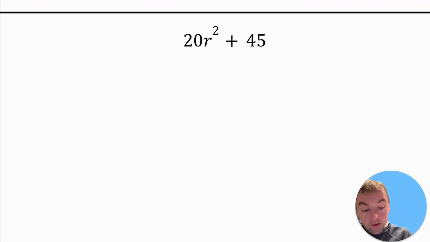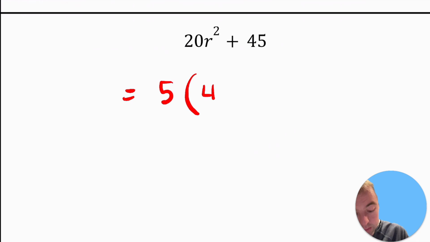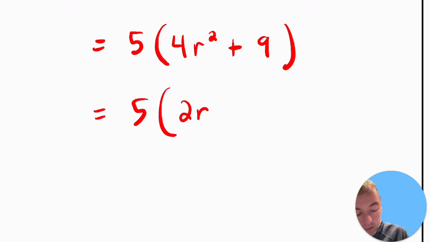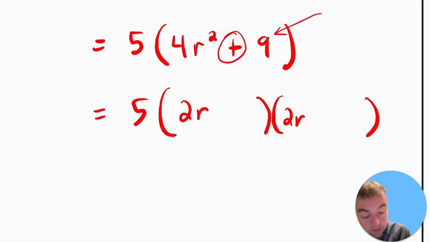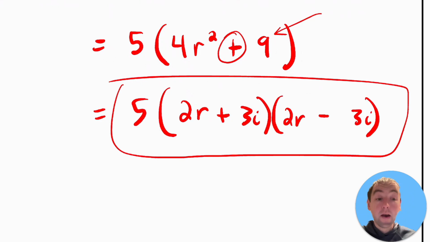Okay, so we jump to this next one, and again, we're trying to factor this. 20 and 45 are both divisible by a common factor of 5, I believe would be the greatest. So you'll want to factor out a 5 from both, leaving you with 4r squared, and then 5 times 9 is 45, okay? And then you'll realize that inside the parentheses you've got 4 and 9, which are perfect squares, right? So you could do 2r and 2r to equal 4r squared, and then to equal 9 you'd want 3 and 3, but since this is a plus, you'd want 3i and negative 3i, so one of them plus 3i and one of them minus 3i, and then that would be completely factored.